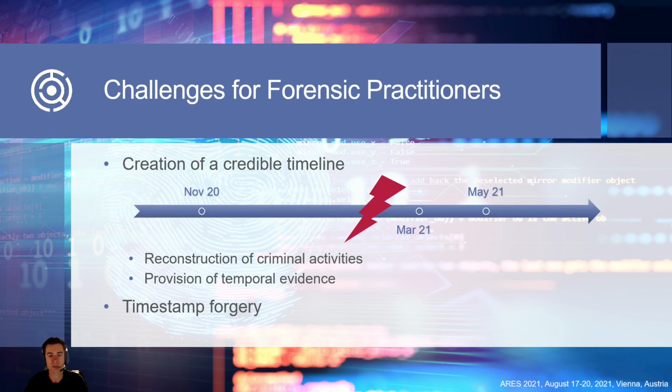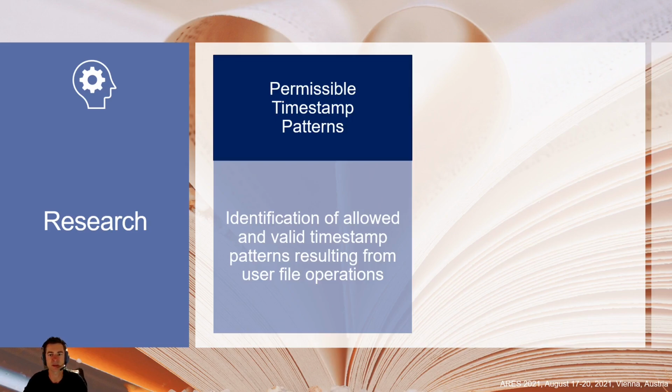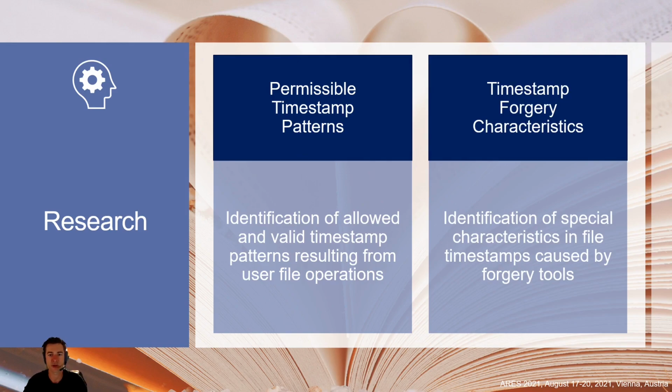There have already been several approaches for the identification of manipulated timestamps in the past. However, most of them have been around for a long time and do not reflect the current state of affairs. With this research work, we want to validate the available forensic reference documents and update them with the resulting findings. For this purpose, we follow two different approaches. The first part is based on the determination of permissible timestamp patterns caused by user interaction with the operating system and the installed applications. The second part examines timestamp forgery characteristics that can occur from the use of falsification tools.